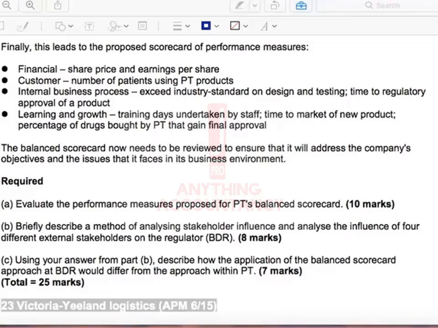Using your answer in part B, describe how the application of the balanced scorecard approach at BDR would differ from the approach at PT. Now this is basically balanced scorecard, the difference in public sector versus private sector. Are you okay now? What's the key difference between public sector versus private sector? Okay, have a quick read of the question.